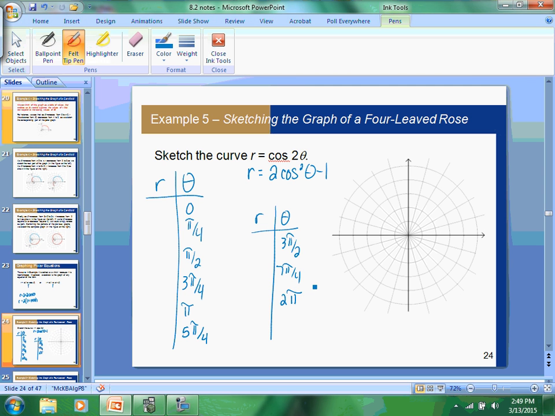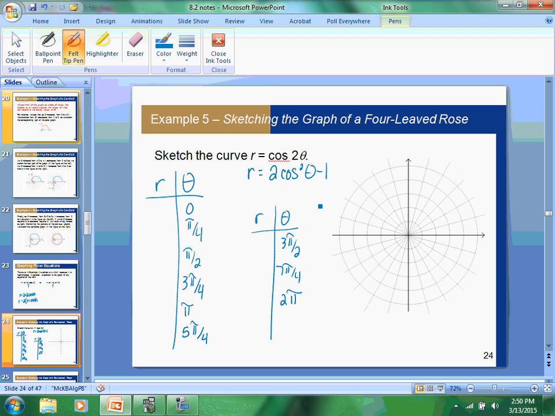So again, go every fourth of a section as you go around the unit circle or as you go around the pole. And then we're going to take these values one at a time. We're going to substitute them in for cosine, square them, then multiply by 2, then subtract 1. So again, if you need to do a little scratch work off to the side, that's okay.